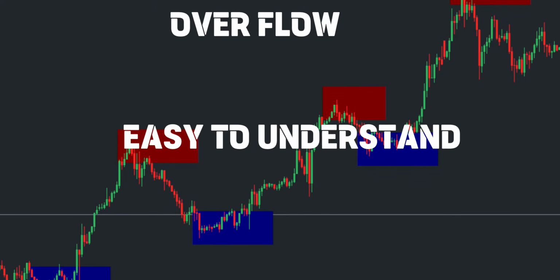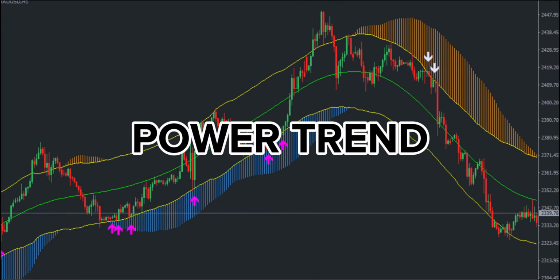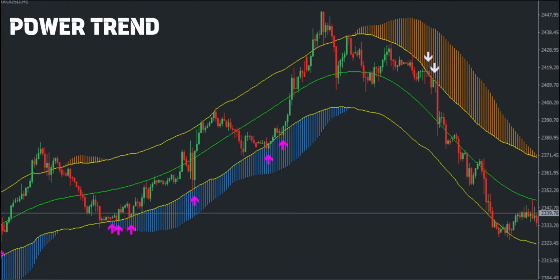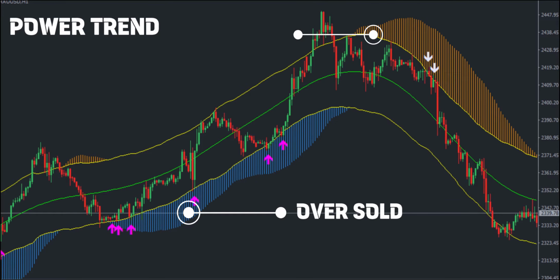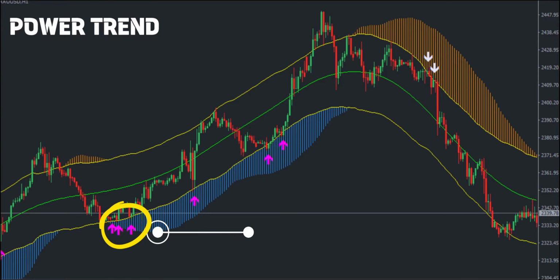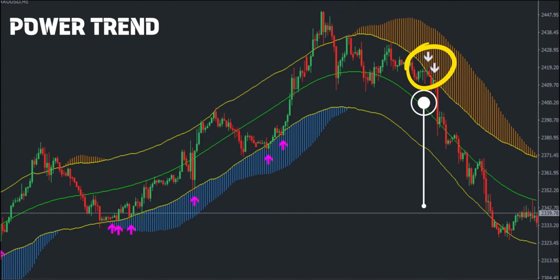Now let's load our second indicator, which we call the power trend indicator. This is how the power trend indicator looks like on the charts. It has a few elements which I'm going to take you through in just a second. The first element is the blue zone. This simply indicates oversold area, and the orange zone indicates overbought area. Then we have the pink arrows. This simply indicates buy signals, and lastly we have the white arrows. This simply indicates sell signals.